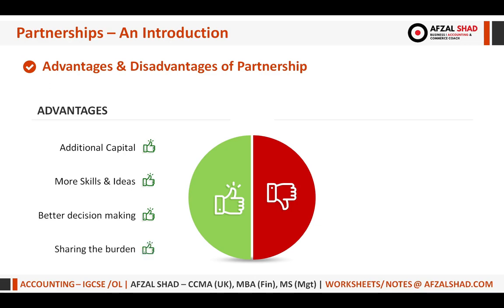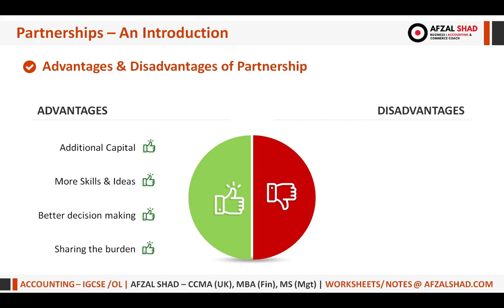Then sharing the burden. One person cannot do all of the things if the business is expanding. You cannot manage operations in multiple cities, or multiple types of operations. One can be good at finance, another can be good at marketing. The person who is good at marketing should be dealing with the customers and upselling, and the person who is good at finance should be managing within the office. So in the partnership, you are sharing the burdens.